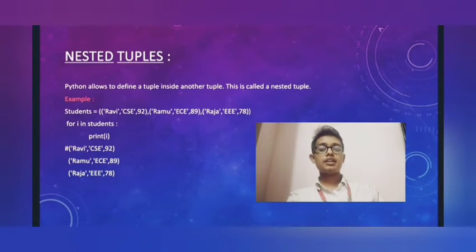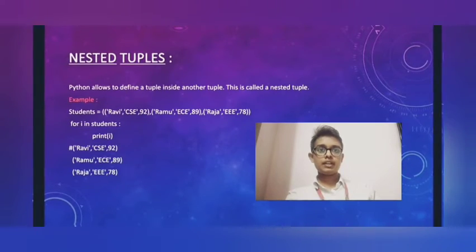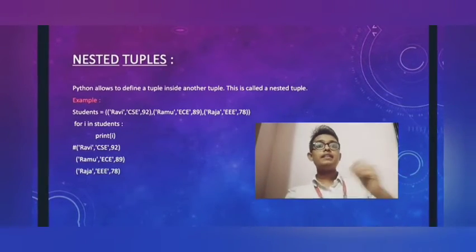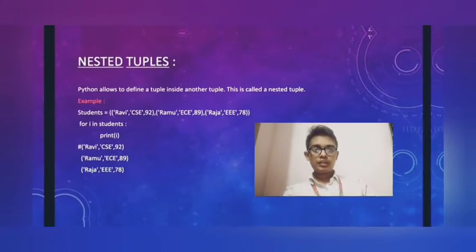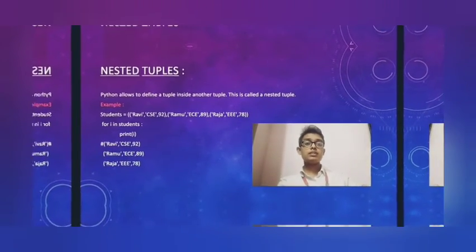It will print as Ravi CSC 92, Ramu ECE 89, Raja EEE 78. In this example, we have given 3 tuples in another tuple. So we can use the nested tuples in this way.